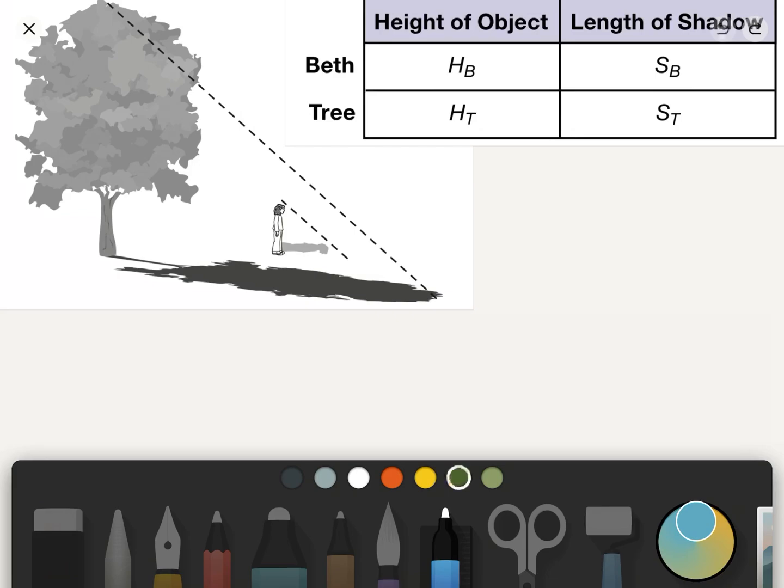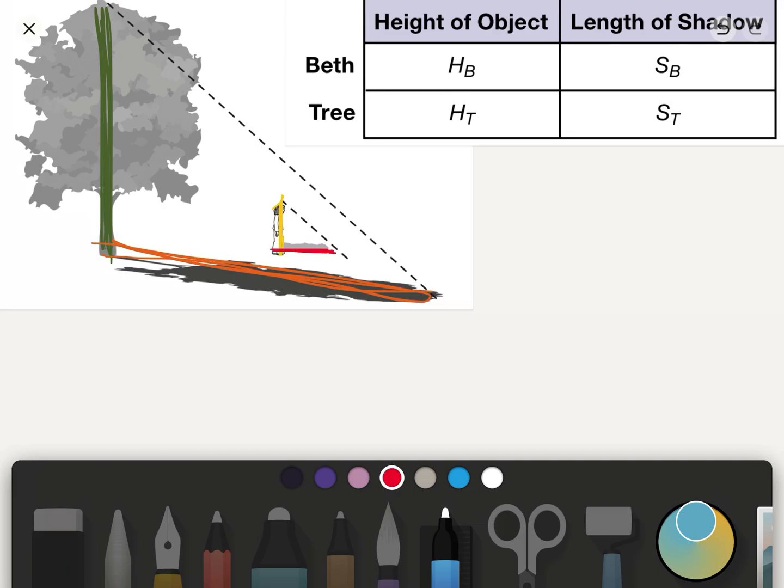So we can look at this and say, okay, well, here's the height of the tree. And there is the length of its shadow. And the height of Beth. And the length of her shadow. And so we can look at this as two proportional triangles, and we can set up ratio boxes.